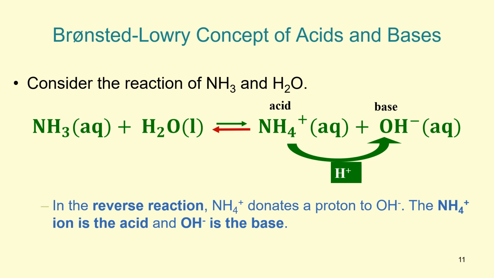If we look at the reverse reaction, because this does tend to be in equilibrium, looking in the reverse direction, you can see that NH4+ transfers a hydrogen to the OH-, so the OH- becomes H2O, and NH4+ becomes NH3. So in the reverse reaction, NH4+ is acting like an acid, and the OH- is a base because it's accepting an H+, while NH4+ is giving up an H+. So we have acids and bases on both sides of the equation.